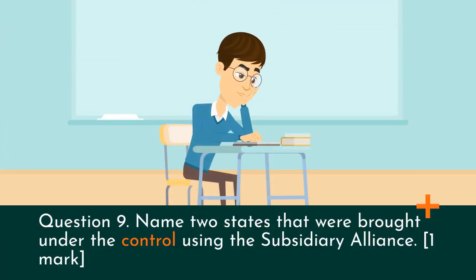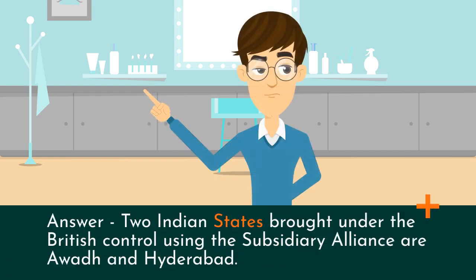Question 9. Name 2 states that were brought under the control using the subsidiary alliance. 1 mark. Answer. 2 Indian states brought under the British control using the subsidiary alliance are Awadh and Hyderabad.